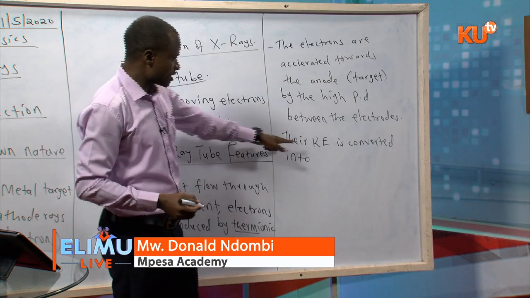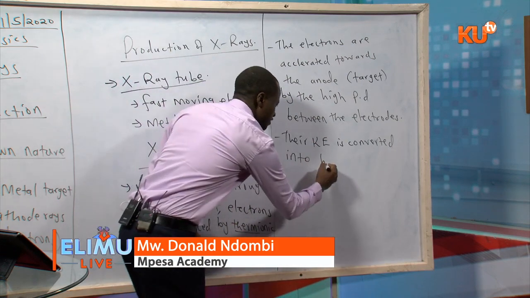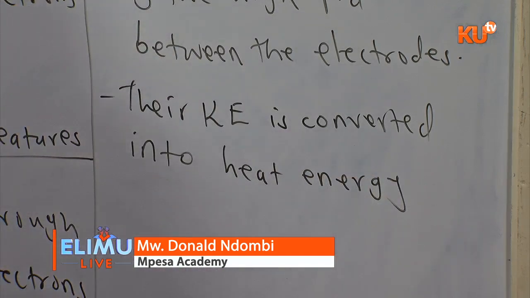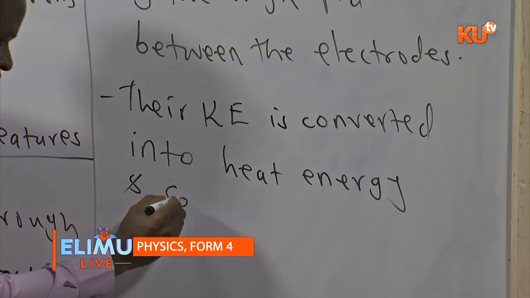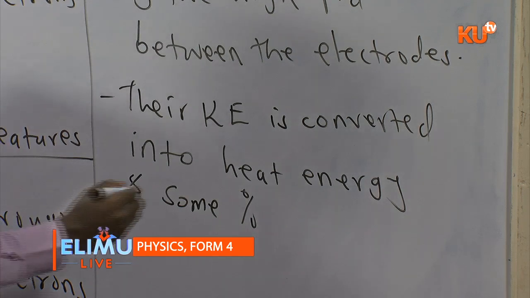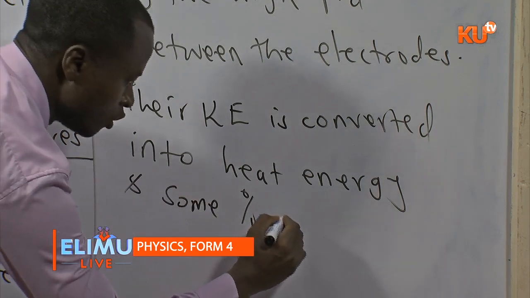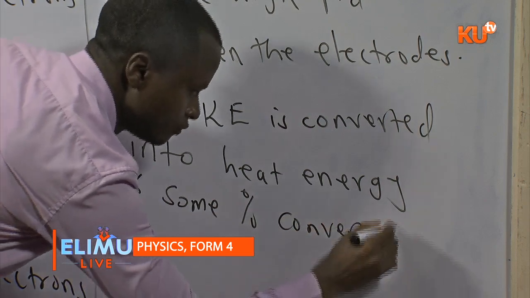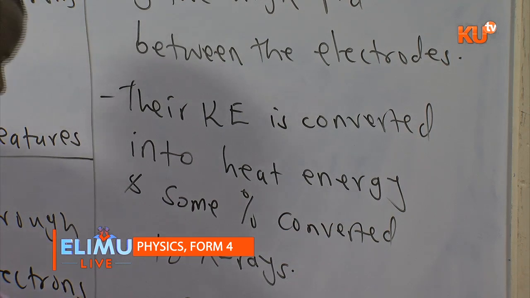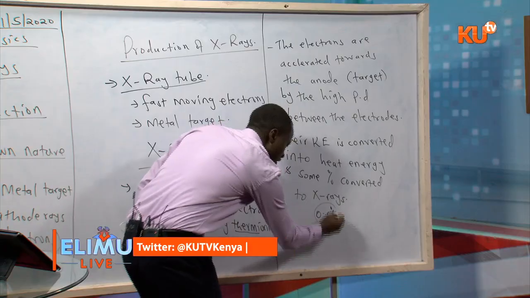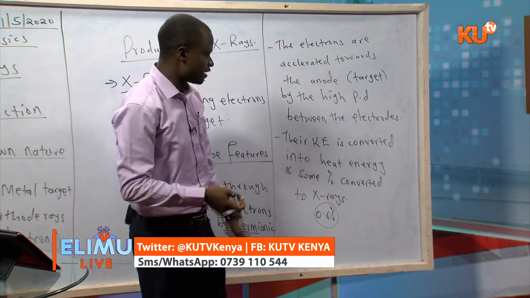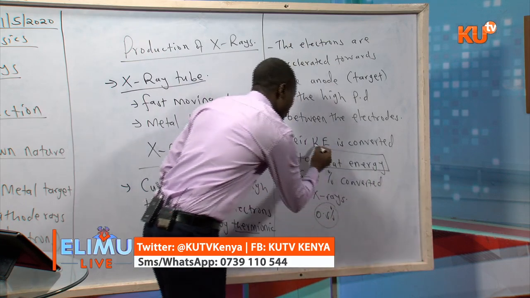So most of this kinetic energy is converted into heat energy, and a small percentage is converted to X-rays. A very small percentage, usually about 0.5%. This is too small. So 99.5% of the kinetic energy of the electrons is converted into heat energy. This is a very important point to note.